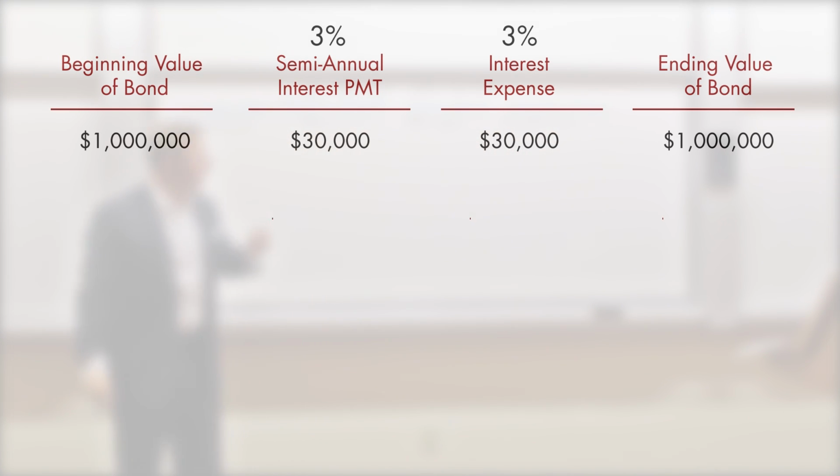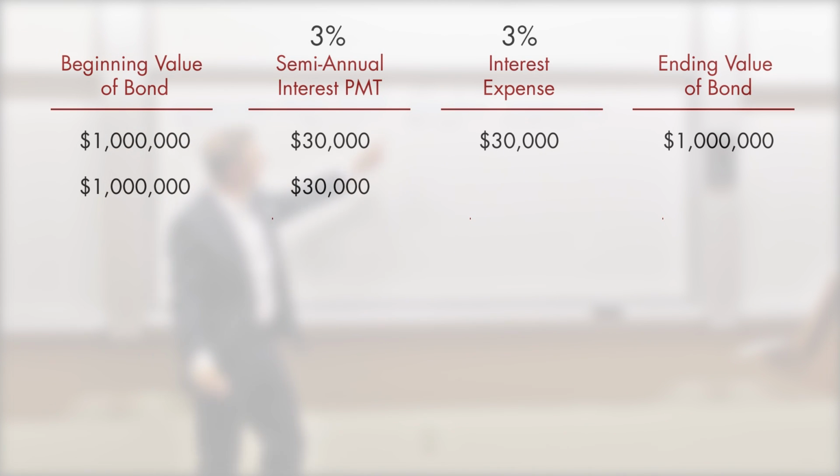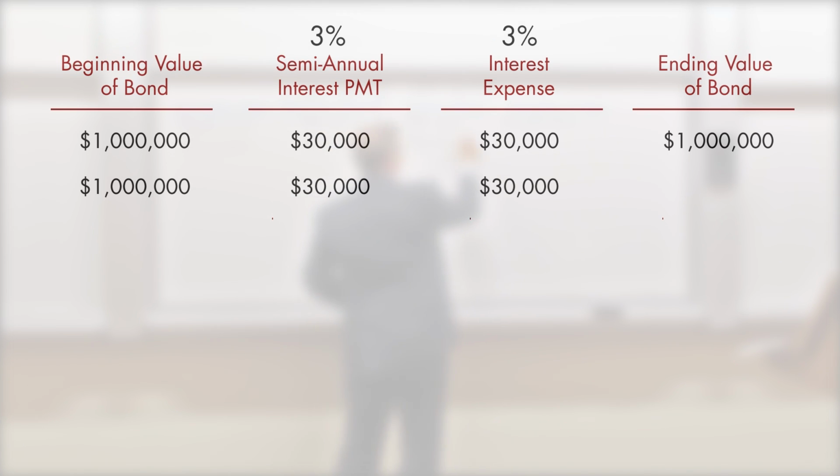Now realize that this is for the first semi-annual interest paid. So this is for the first 6 months. The second 6 months, I copy down what my ending value is at the end of that 6 months, and it becomes the beginning value for my second 6 months. I multiply that. I know that my $30,000 cash is going to go out the door. I take my beginning value, I multiply it by my market interest rate adjusted for time, and I get my ending value.